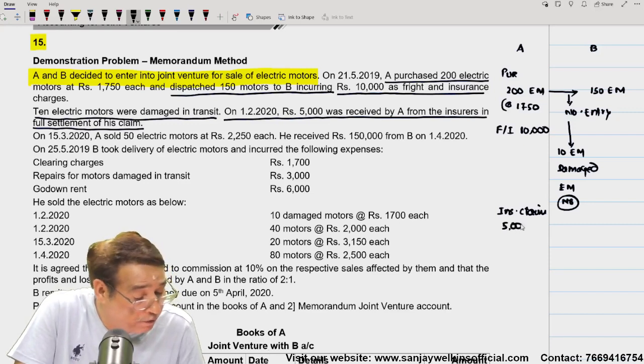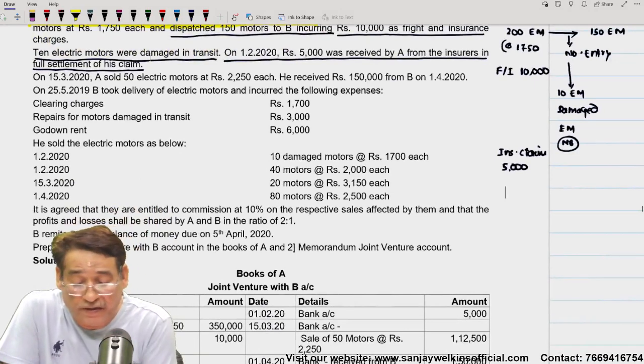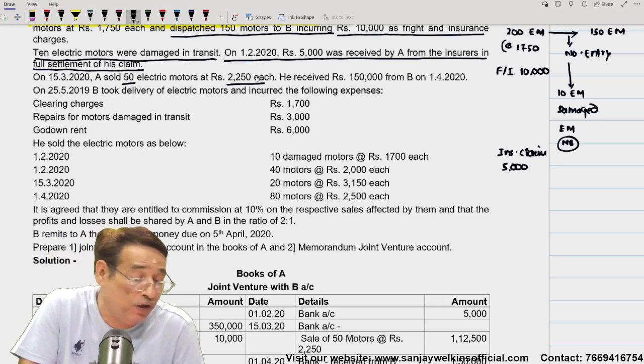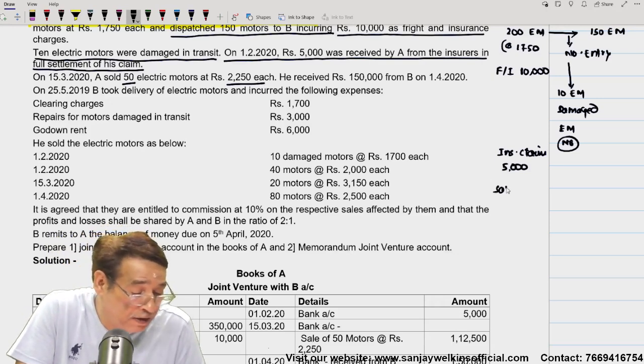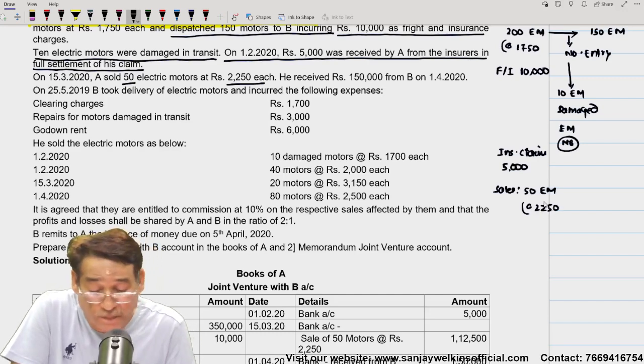We will pass entry for this, but we will not pass any entry for damaged goods. Further, it is given that A sold 50 electronic motors at 2250 each. So as far as sales of A is concerned, because he was left with 50 electronic motors, correct? He sold them at the rate of 2250 each. It is given in the question.